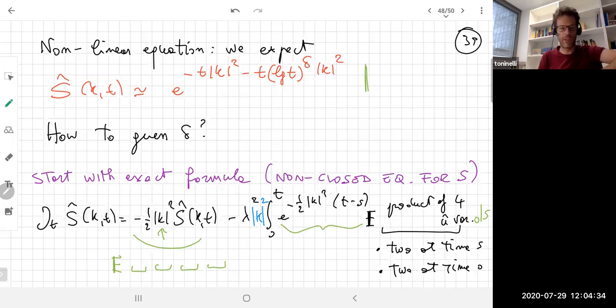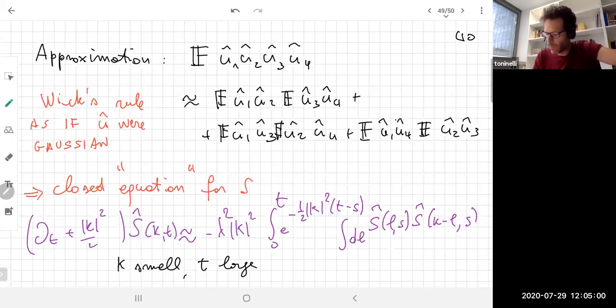I don't write the exact expression, but already from here you see, what do you do at this point? You have an expectation of the product of 4 things. How can I write it as something involving only S, which is the expectation of only 2 things? Up to here, if I had written down the precise formula, it would be just an identity. There would be no approximation at all. It's at this point that this famous mode coupling approximation is made, which can look very arbitrary, but if you think of it for a while, it's not really so.